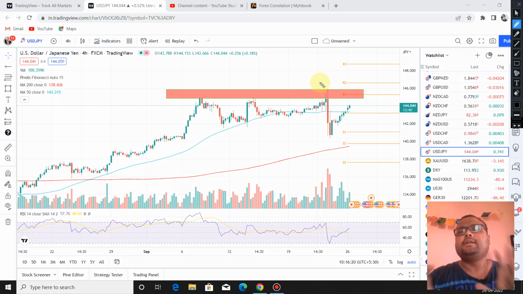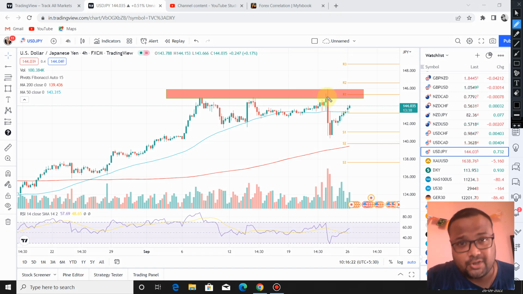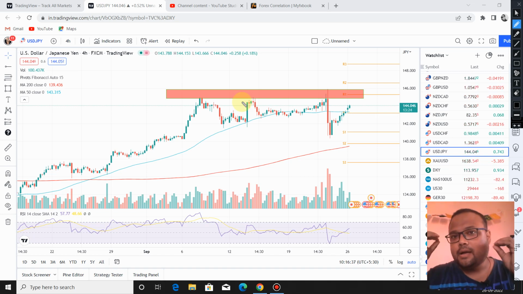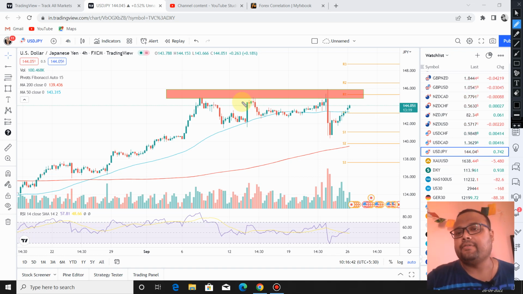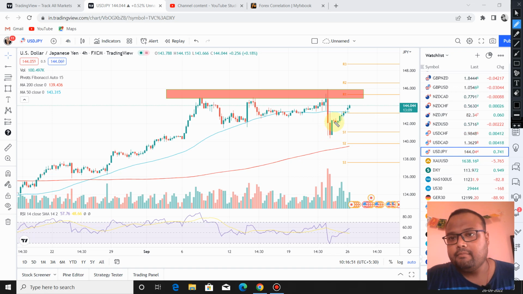Overall, the structure of the chart changed because of these two candles, because of the interference from the Bank of Japan and the government of Japan, because they did not want USDJPY to fly higher and higher. They do not want the Japanese yen to become weaker and weaker day after day. So as a result of that interference, we saw a downside. We saw a temporary correction on the chart of USDJPY, and again the chart is going up.